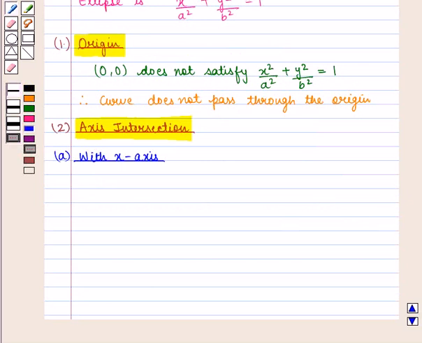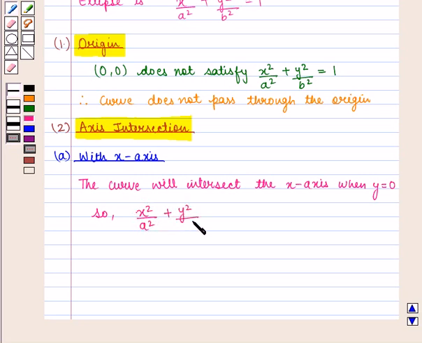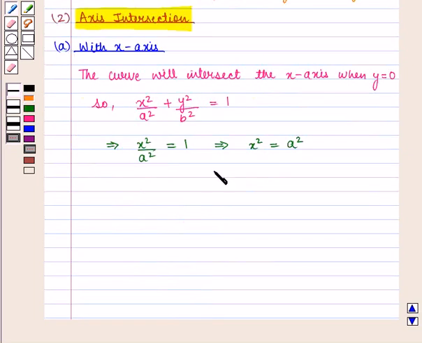Now we'll see the intersection of the curve with x-axis. The curve will intersect the x-axis when y is equal to 0. So let us put y is equal to 0 in this equation, that is x square by a square plus y square by b square is equal to 1. Therefore we get x square by a square is equal to 1, which implies that x square is equal to a square, which implies that x is equal to plus minus of a.